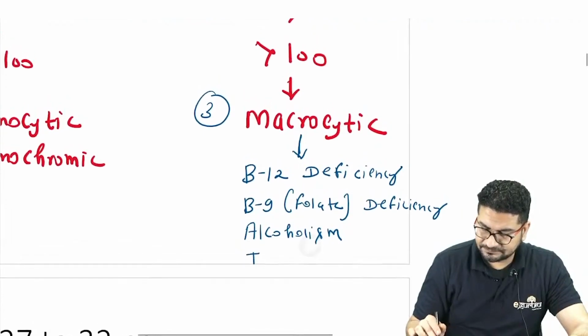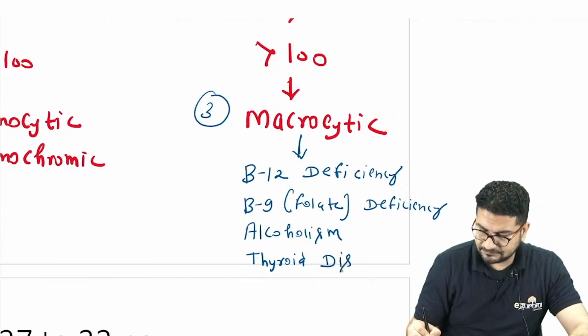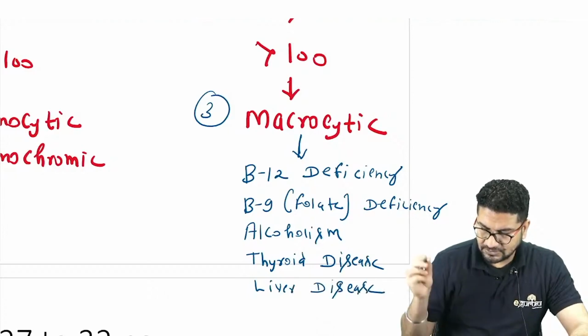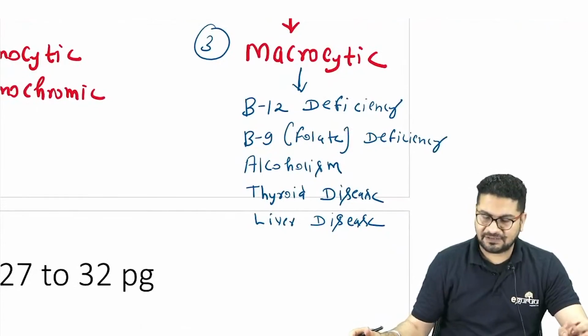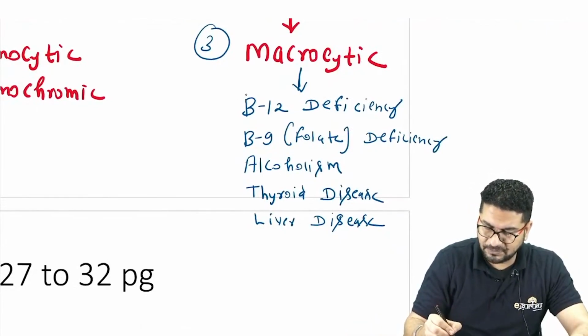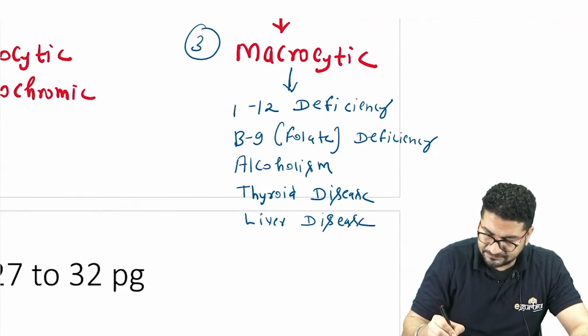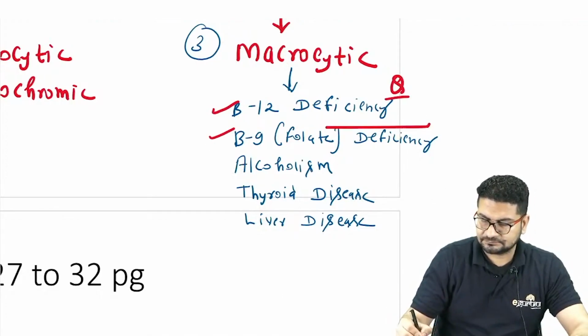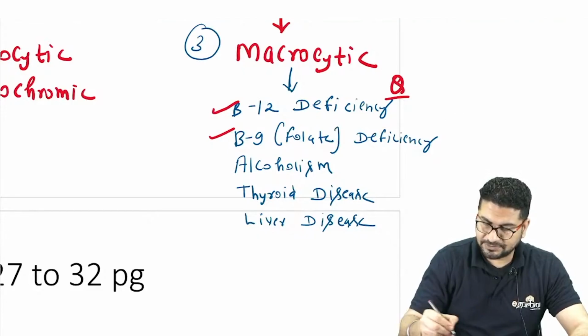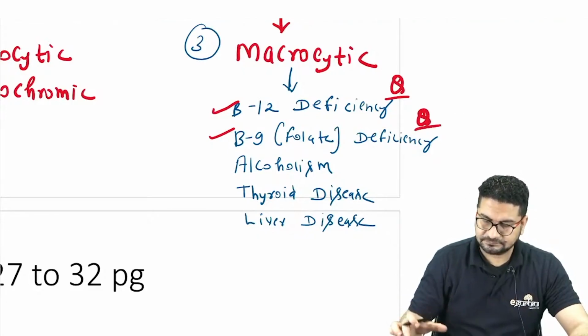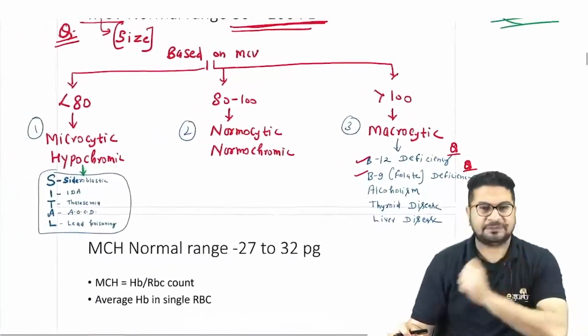Macrocytic anemia sometimes you can see due to thyroid diseases and liver disease. So understand, these are the causes of macrocytic anemia. For your exam, you have to remember 2 important ones, that is B12 and B9. So these 2 are important. So this is about your macrocytic anemia.